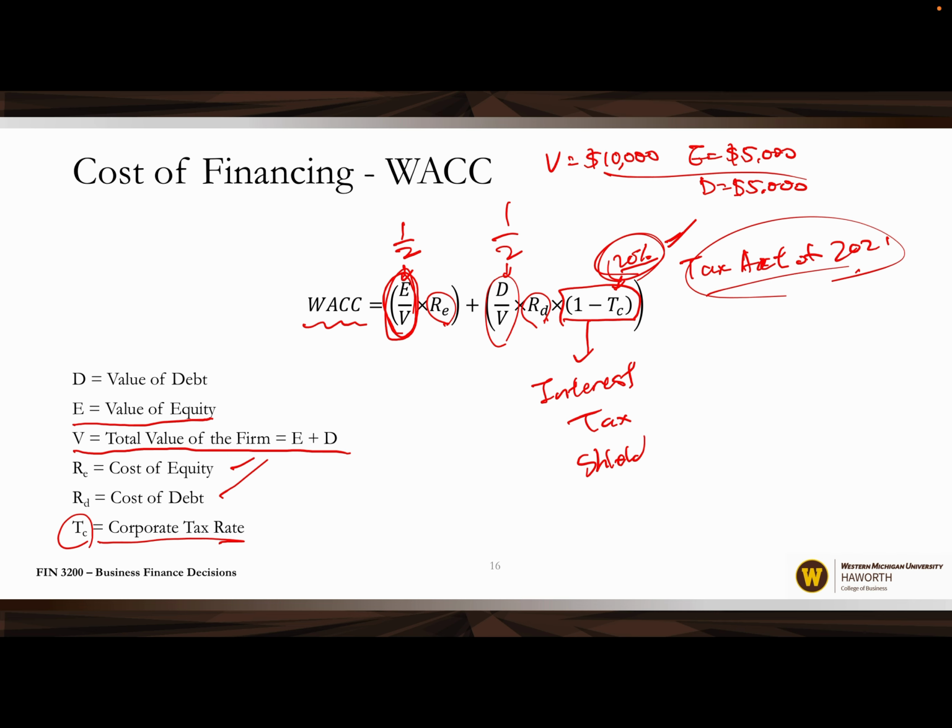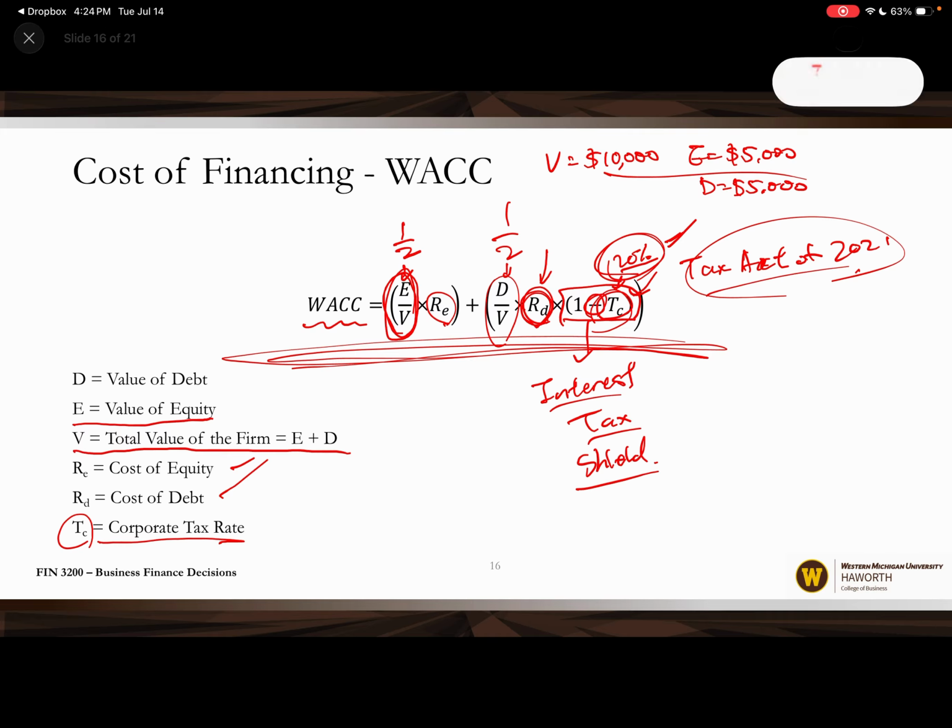So we're not going to just use the RD, because with RD there comes an additional benefit. It lowers the cost of capital by this much, right? Interest tax shield. So that's the formula. It's real easy.